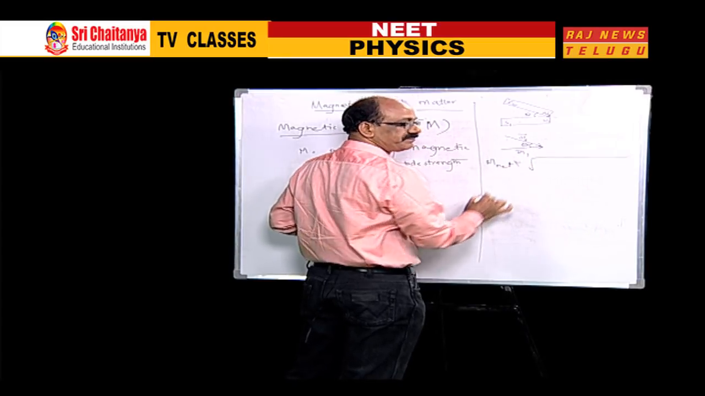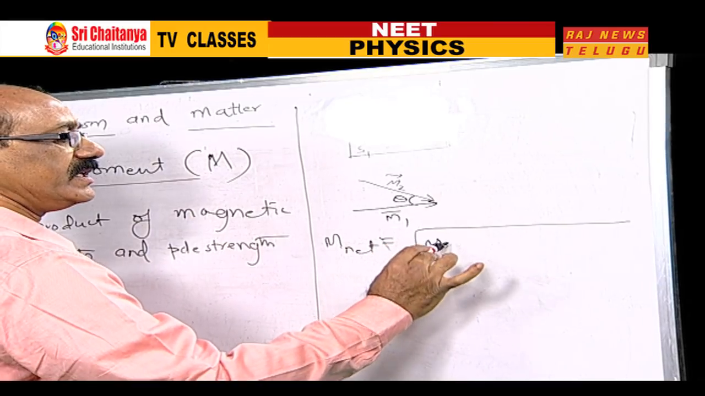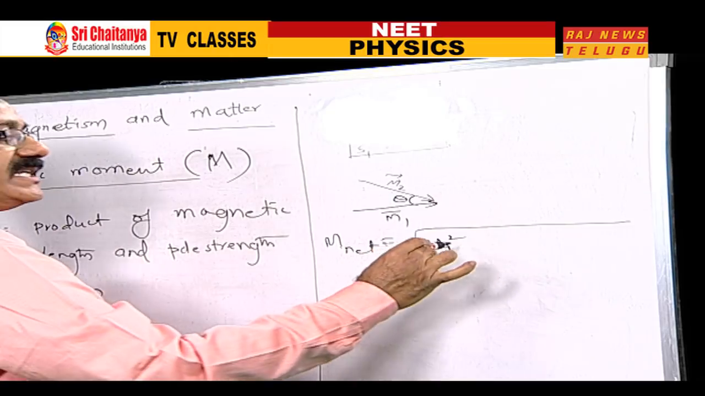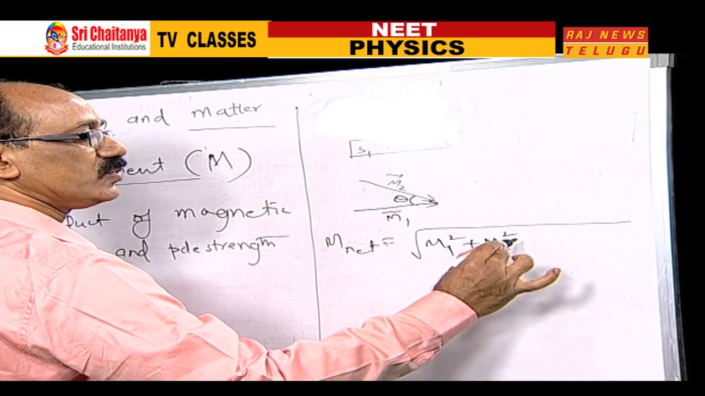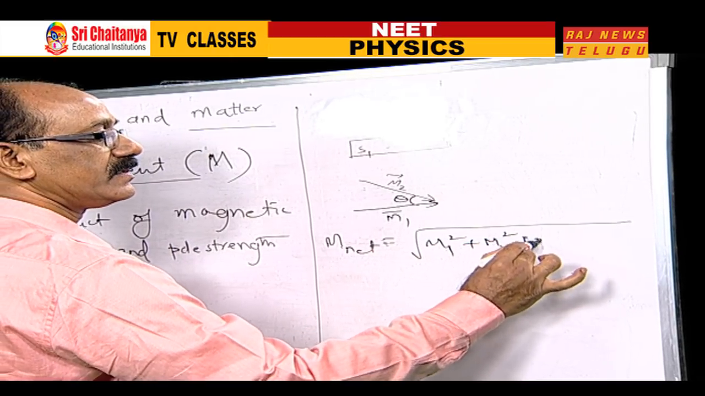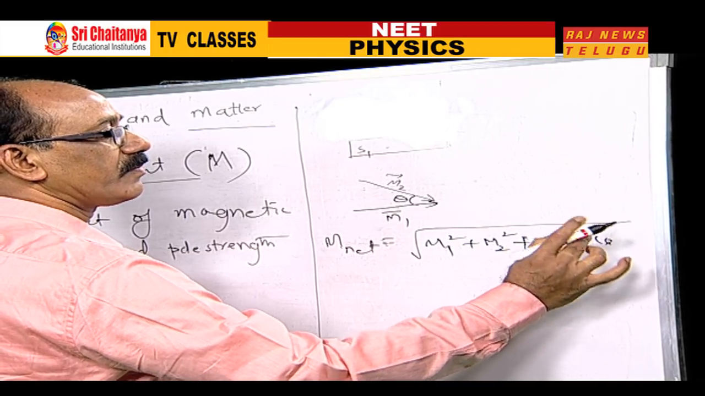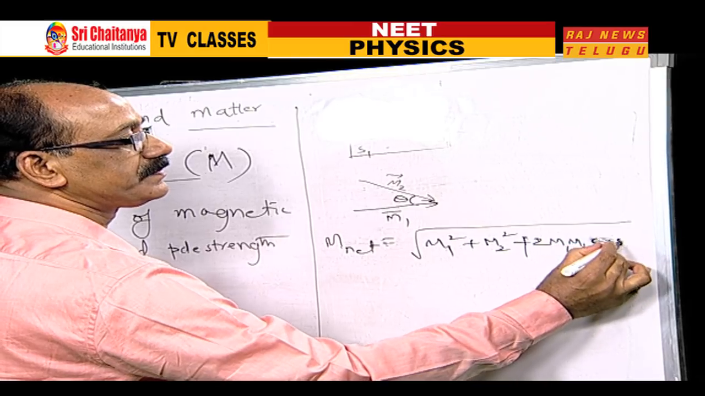So if M1 and M2 act at an angle theta, then the net magnetic moment is the root of M1 square plus M2 square plus 2 M1 M2 cos theta.